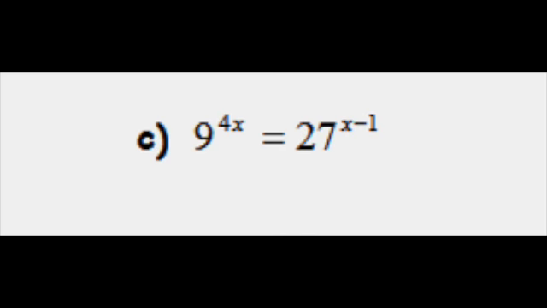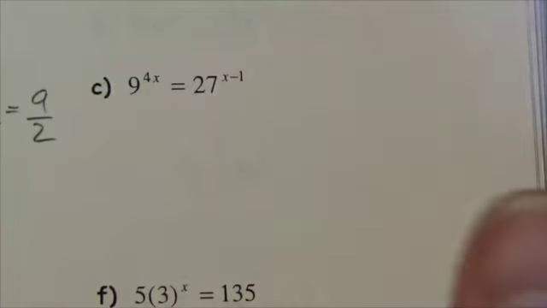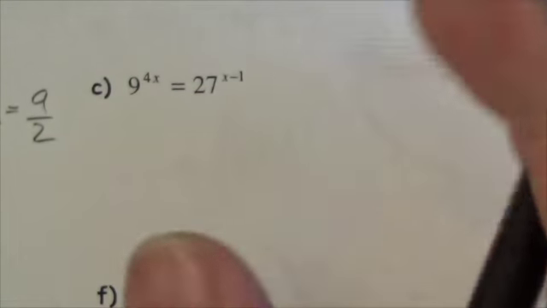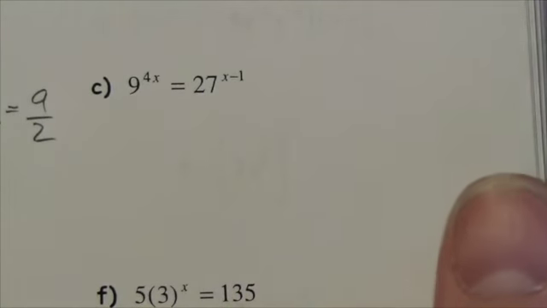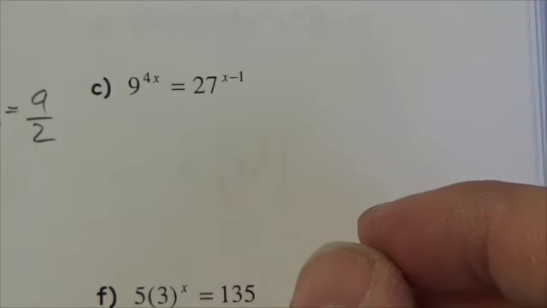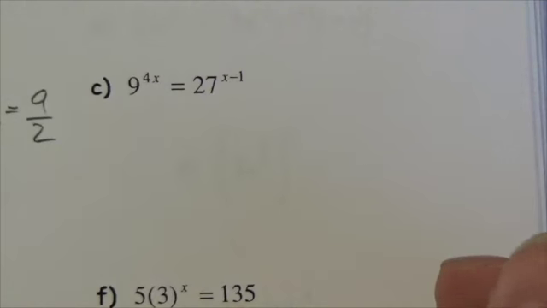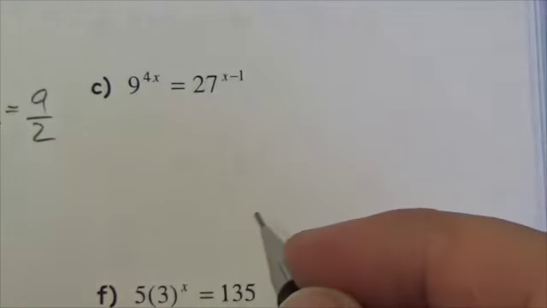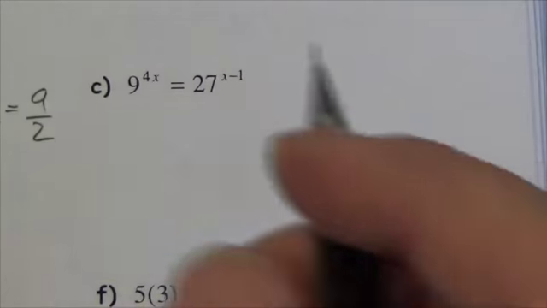9 to the 4x equals 27 to the x minus 1. Okay. Now, you should probably get used to the fact that as we're going through these things, there's going to be a very limited number of options for our bases here. Really, you're looking at like 2, 3, and 5 for the most part. Maybe 7 once in a while, but 2, 3, and 5. So we've done a couple that are base 2, base 4, sort of similar thing here.